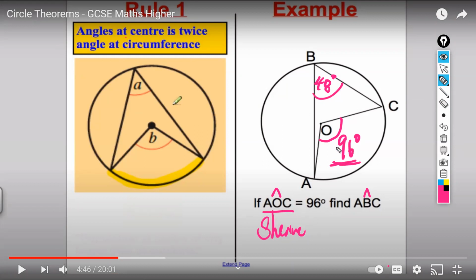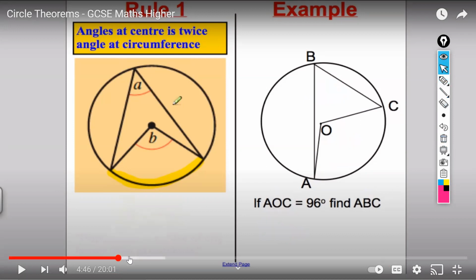So if here is 96, guys, it might look a bit different from this one on the left, but it's still the same concept. The angle at the center is twice the angle at the circumference. So that's the rule. Okay, guys. So that's a general rule. Let me do one more. Let's do one more.